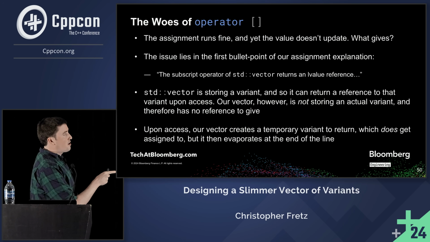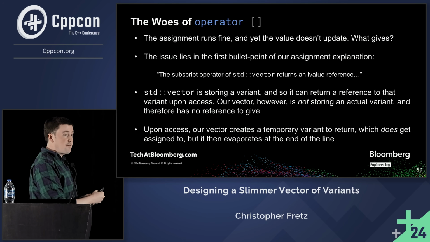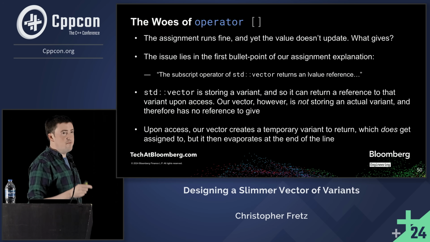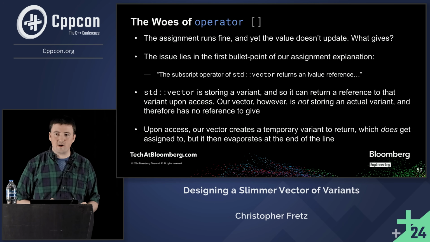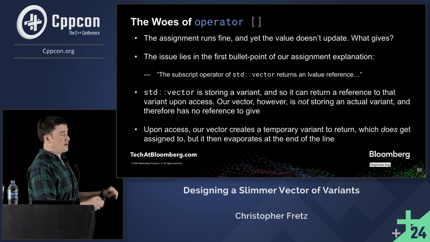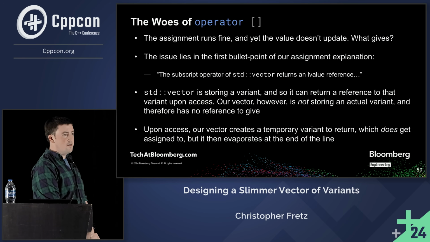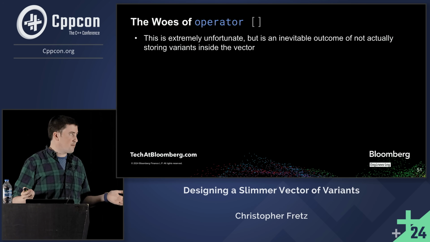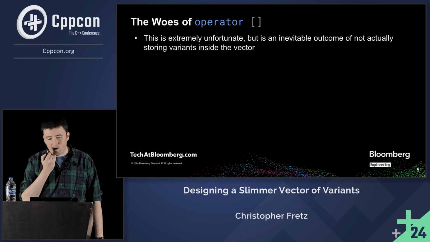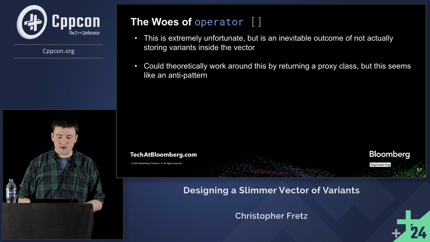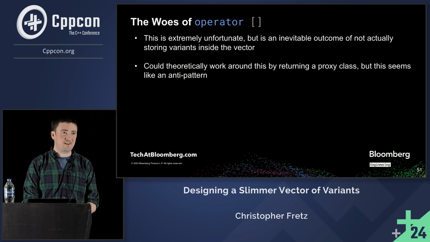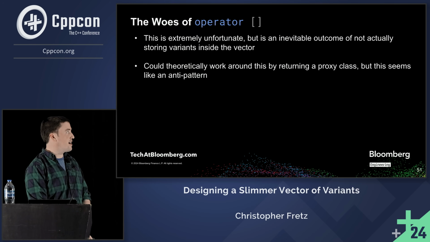The other thing that did occur to me is that if I was willing to implement my own variant type, I could actually have the variant work as its own proxy object, but I decided not to go in that direction. Any other questions from anybody on this? It's a very good point though, and it's a really interesting design space, I think. But cool, awesome. So yeah, this is extremely unfortunate. It's an inevitable outcome of not actually storing variants inside of the vector. Oh, I did, okay. You could theoretically work around this by returning a proxy class, but this seems like an anti-pattern.